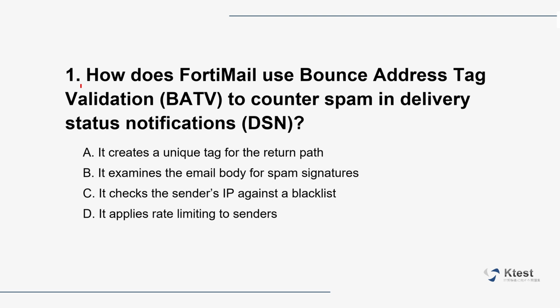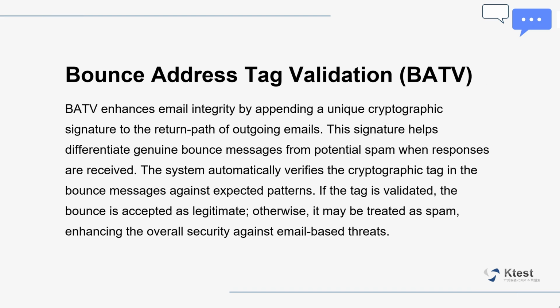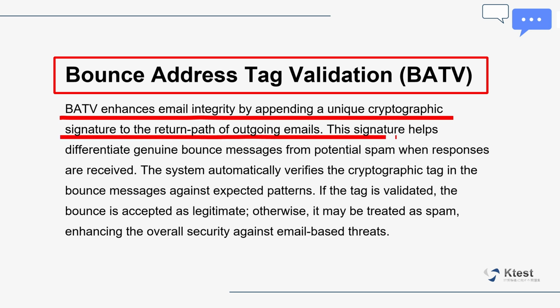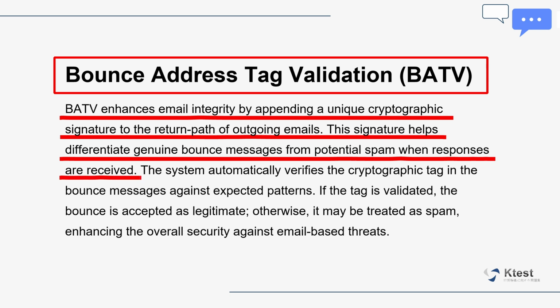Question 1. How does Fortinet use bounce address tag validation to counter spam in delivery status notifications? The knowledge points of this question are: bounce address tag validation. BATV adds a special tag to the return path of emails. This tag helps tell if a bounce back message is legit or just spam. When the email comes back, Fortinet checks the tag to see if it matches what's expected, helping keep spam at bay.